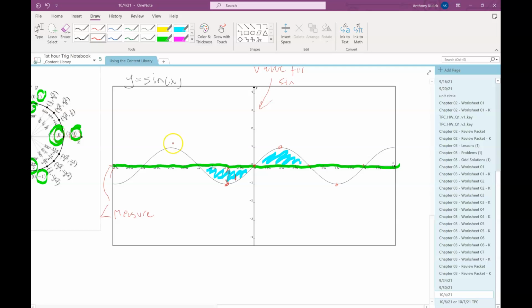You could also think about it as half of the distance between extreme points, right? Between a max and a min. So that distance between the max and the min is 2. Half of that should be the amplitude, which is, again, 1. Is everybody okay with that idea?